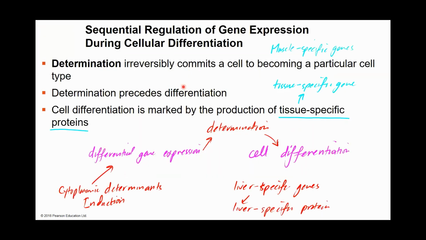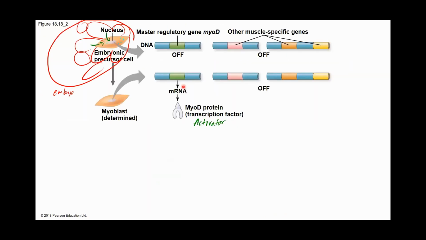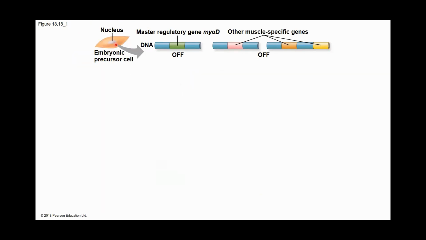You have to understand that this embryonic precursor cell could potentially become, let's say, a fat cell, a muscle cell, or maybe a cartilage cell. So cartilage cells, muscle cells, and fat cells all originate from the same embryonic precursor cell.